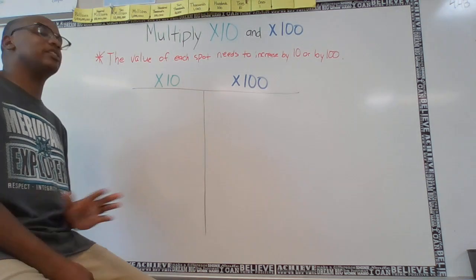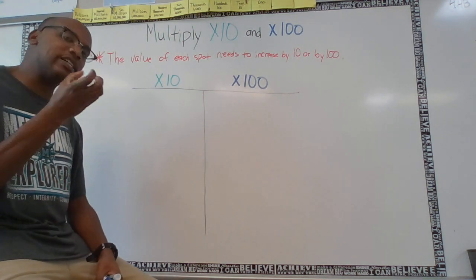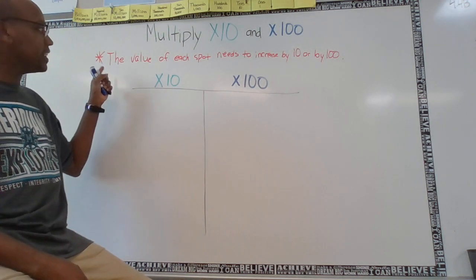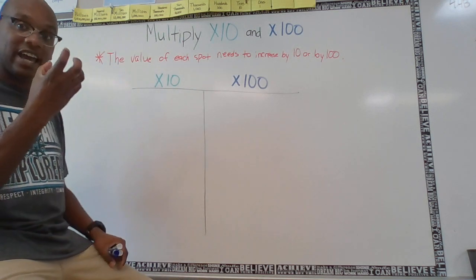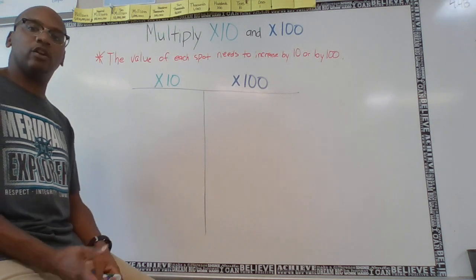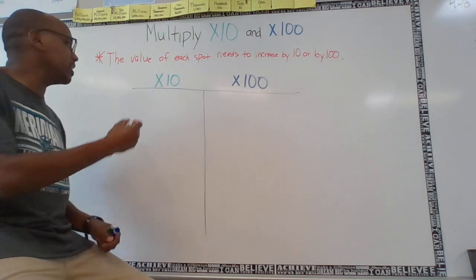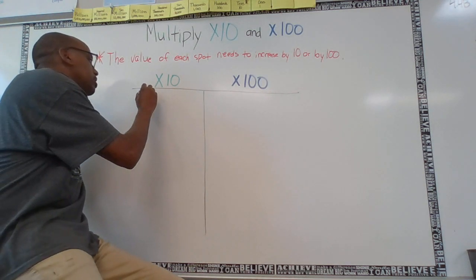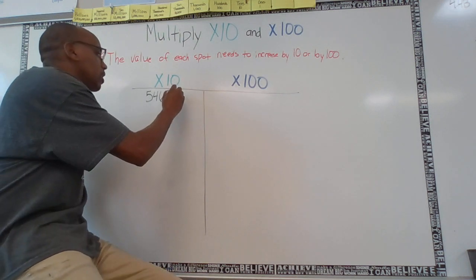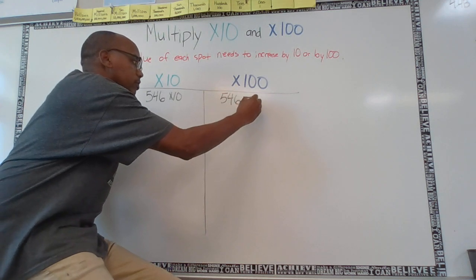But I'm going to go into detail into why that general rule is true, so you'll understand what exactly you're doing when you're multiplying times 10 and times 100, right? Basically, the value of each spot in that number needs to increase by 10 or by 100, depending on if you're doing it times 10 or times 100, right? So I'm going to multiply the same number times 10 and times 100, 546. This will be times 10, and over here I'm going to do 546 times 100.